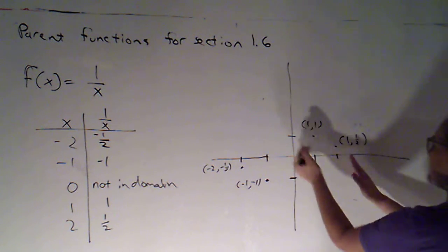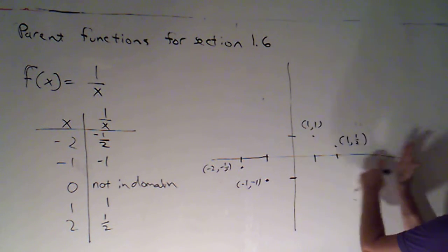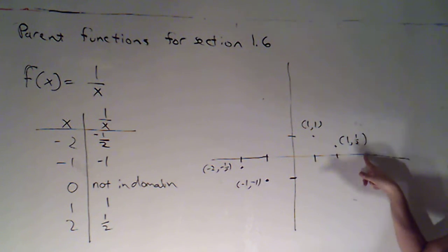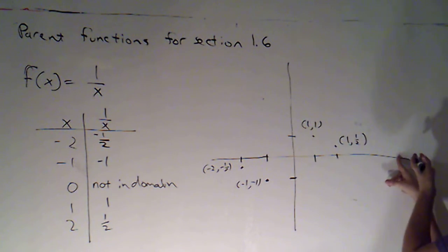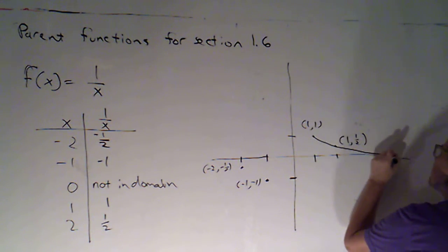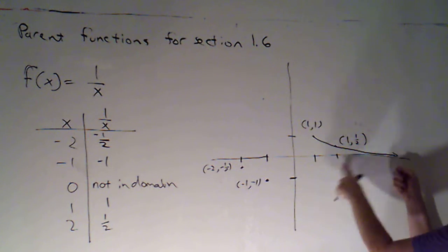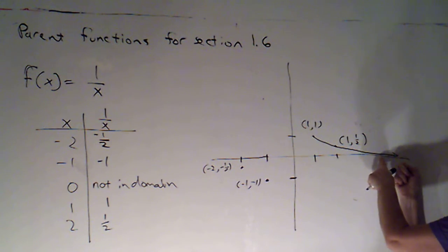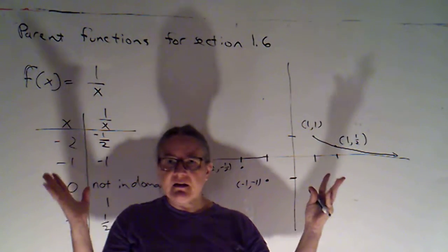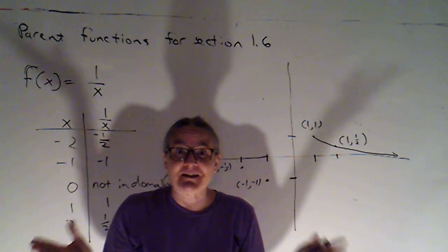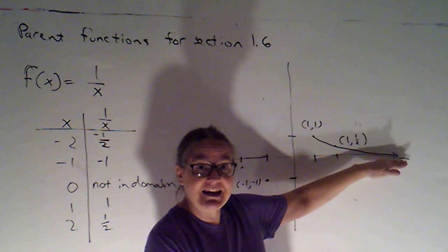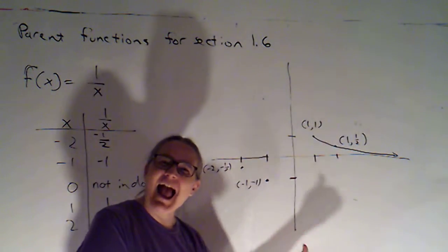I can sort of see, if I were to continue going further away from the y-axis, if I were to go to 3, I'd get 1/3, 4, I'd get 1/4. So it looks like these values are going to be getting smaller and smaller and smaller, but they're never going to actually hit 0. Because even if my x value is 20 million, its reciprocal is still positive. It's 1/20,000,000th.